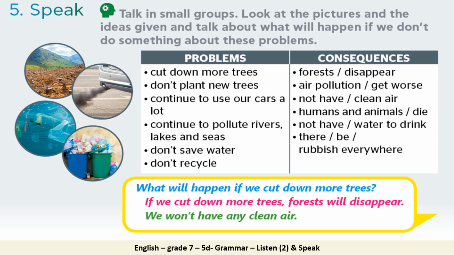Now, using conditional sentences type 1, we're going to write a dialogue. Look at the box below. The first column includes problems related to the environment, while the second column includes possible consequences to these problems. Look at the example in the speech bubble.